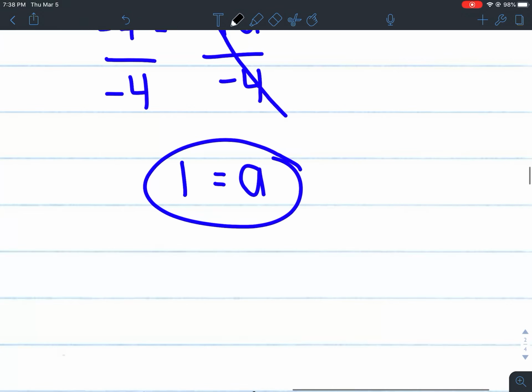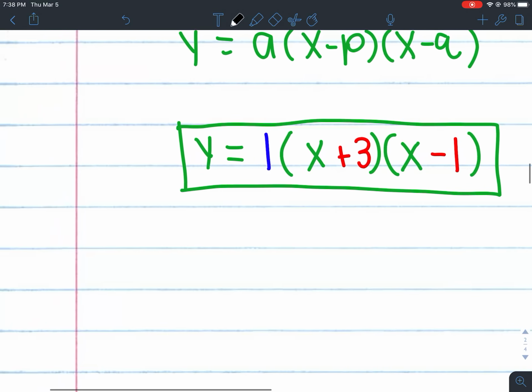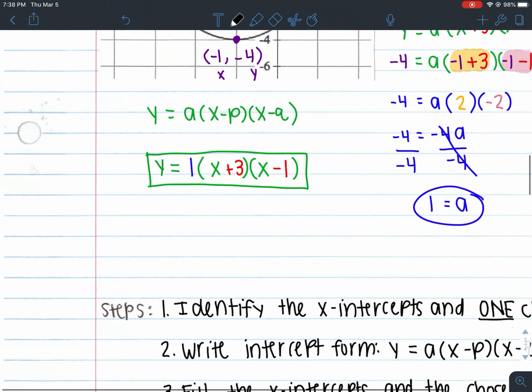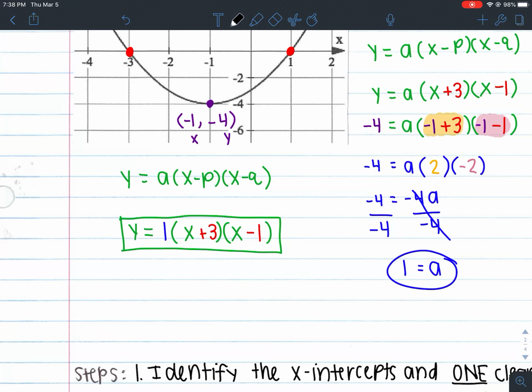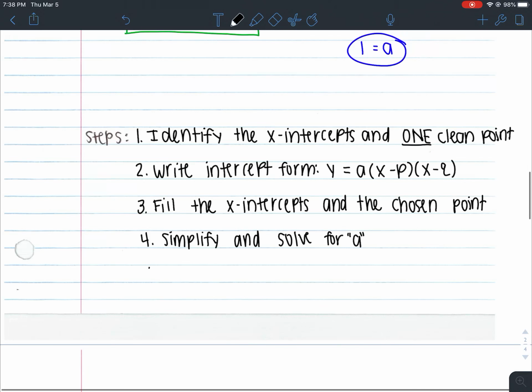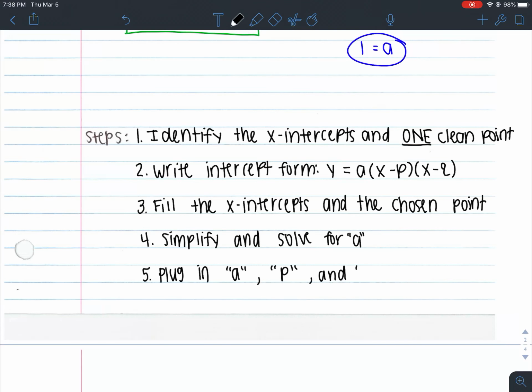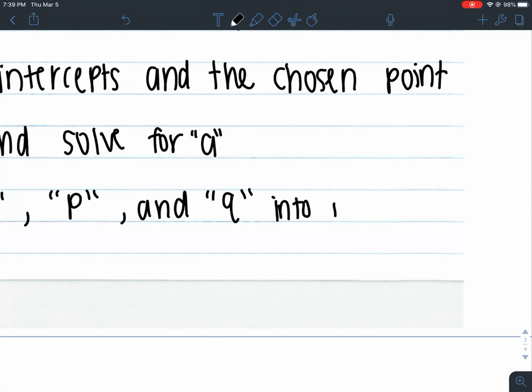Once we solved for a, what did we do? Well, then we plugged in our a, our p, and our q. Okay, so that's what we did. We solved for a. That's the whole purpose of what we did. And then we just plugged it into the form and plugged in our x-intercepts also. So the last step would be plug in a, p, and q into intercept form. Whoops, my handwriting's getting a little sloppy.